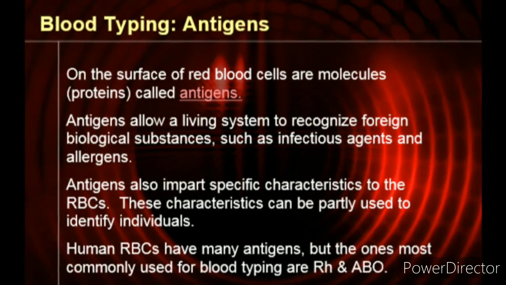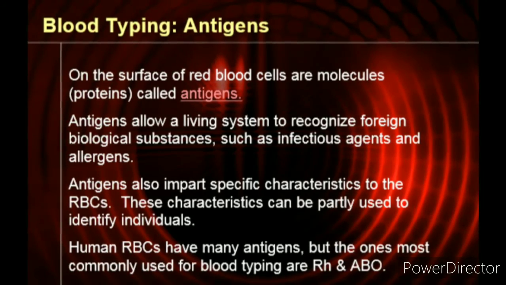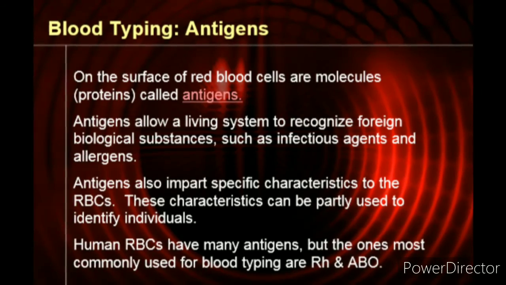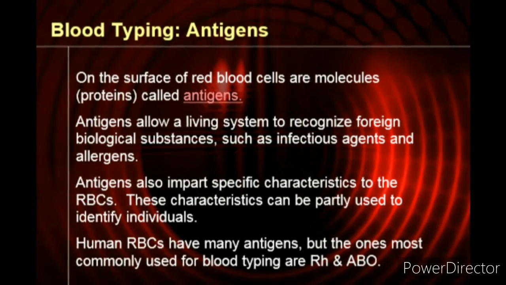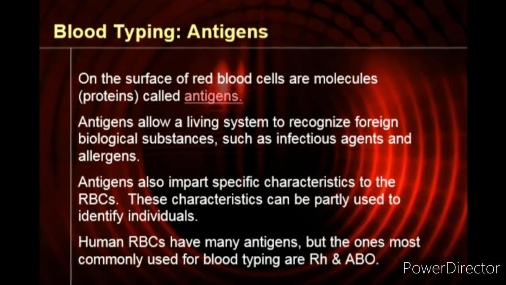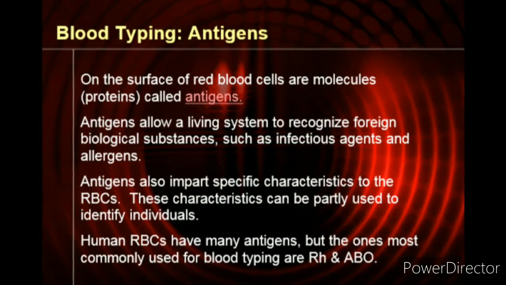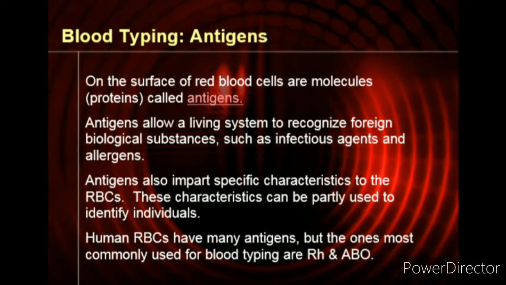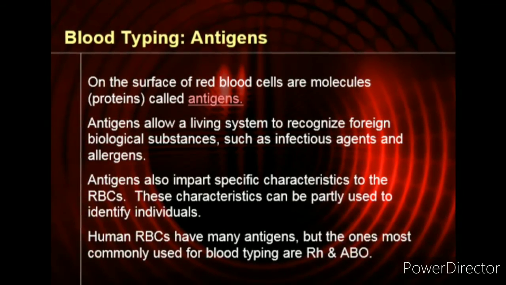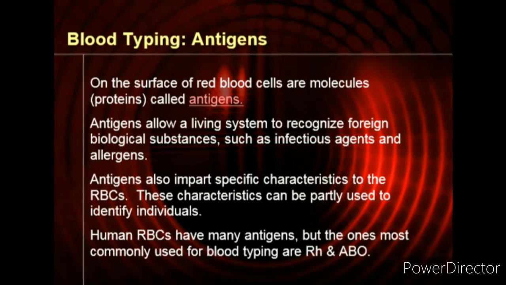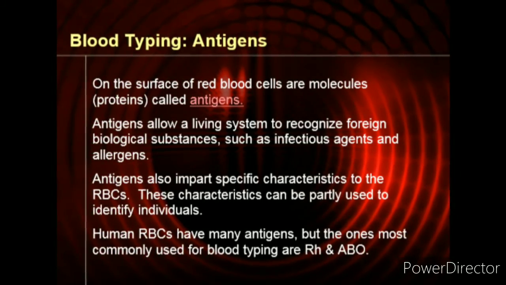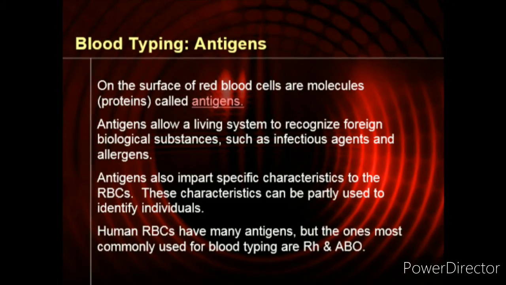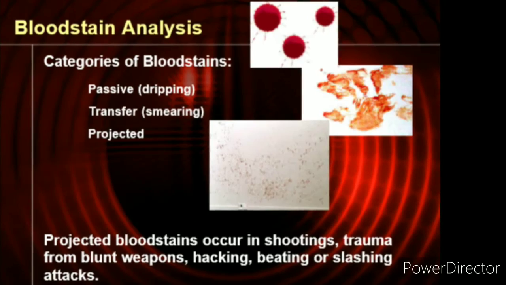Blood typing. Antigens. On the surface of red blood cells are molecules called antigens. Antigens allow a living system to recognize foreign biological substances such as infectious agents and allergens. Antigens also impart specific characteristics to the RBCs. These characteristics can be partly used to identify individuals. Human red blood cells have many antigens, but the ones most commonly used for blood typing are Rh and ABO.